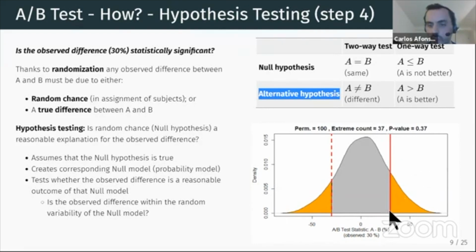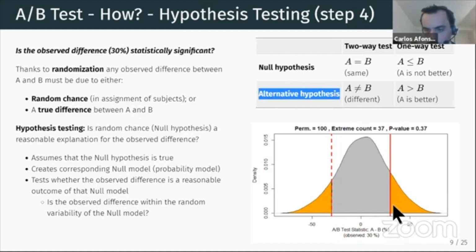In solid red, what we have here is the 30% observed difference. And in the dashed red, what we have is minus 30%, so the negative, the opposite value of the observed difference. In orange, the area in orange, we're going to understand that it is the p-value, because it represents the area of the values that are larger, more extreme than the observed difference.